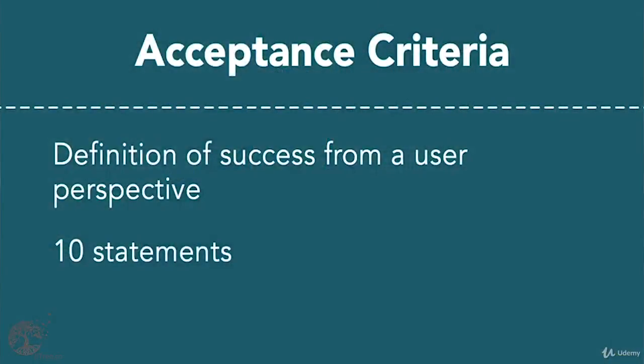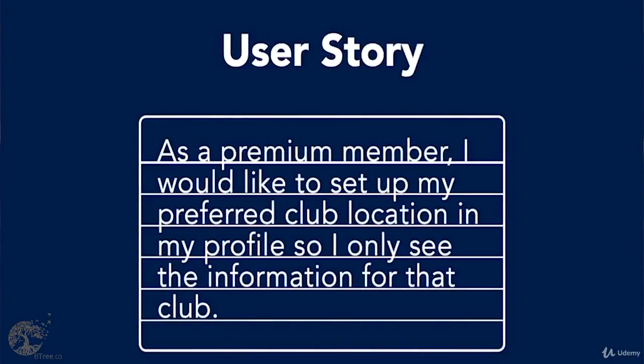I like to keep acceptance criteria for each story to about 10 statements and link to attached modules that provide further logic or context to the story. Let's look at an example for the Go Health app. As a premium member, I would like to set up my preferred club location to my profile so that I only see the information for that club.